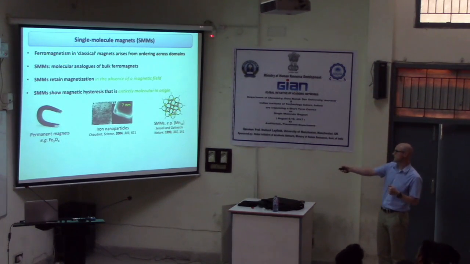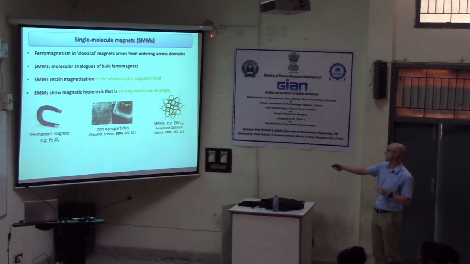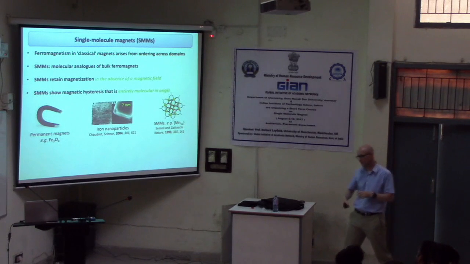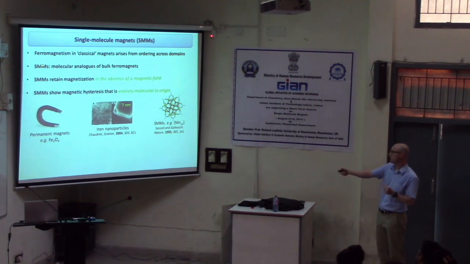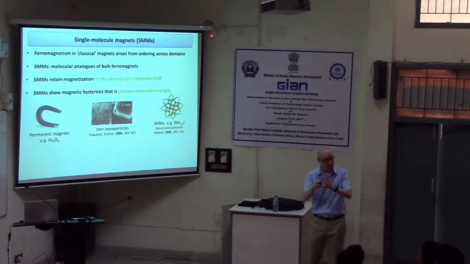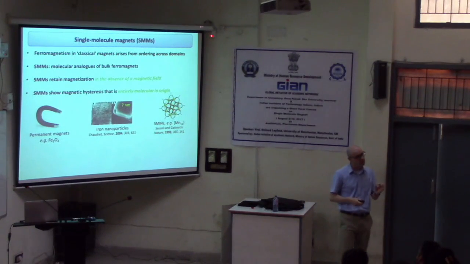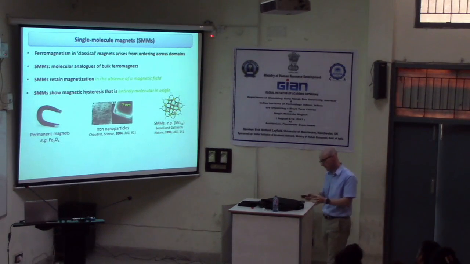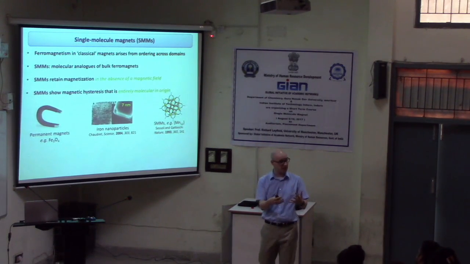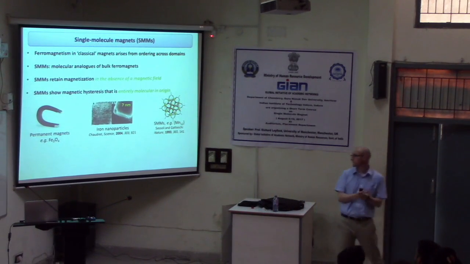So ferromagnetism, by definition, involves collective ordering across long ranges. Okay, so ordering across domains on the scale of hundreds or thousands of nanometers. A single molecule magnet shows exactly the same effect, but clearly the magnetic domain that you are working with is just a molecule, so only a few nanometers, many orders of magnitude smaller. So this fits in with the general drive towards miniaturization of the technology, but in a slightly different context than what you may be used to.